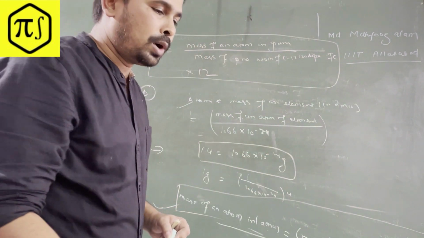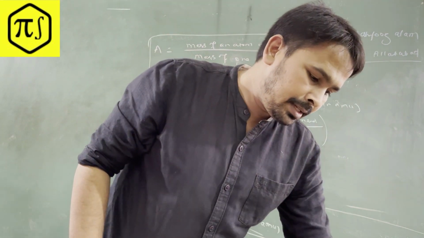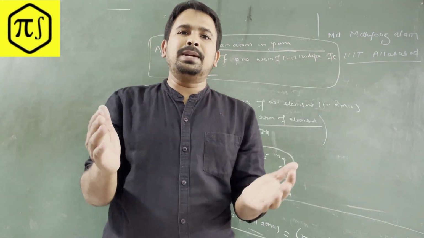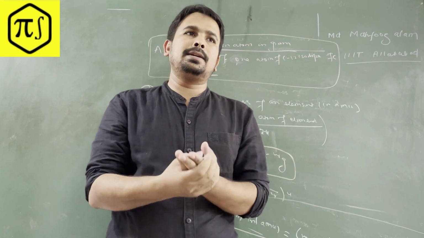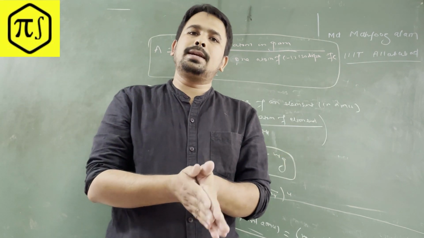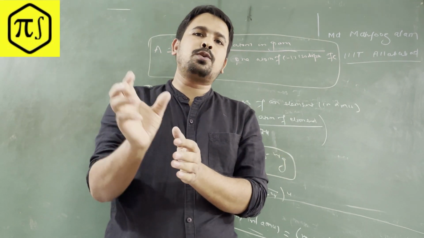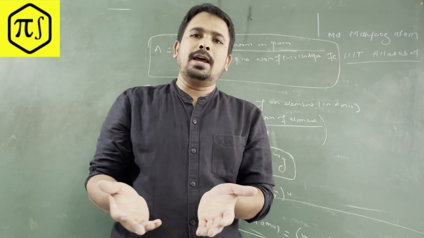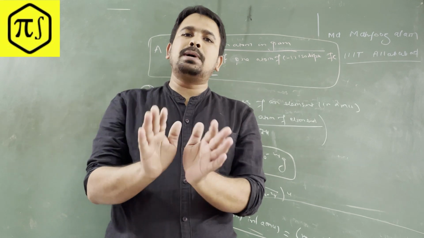Now let me tell you one more very important concept here. What we call average mass, right? So this is very basic. Average, everyone knows it, right? The total average of something is what? Total of that particular thing divided by total number, right? So this is a very basic mathematical definition.